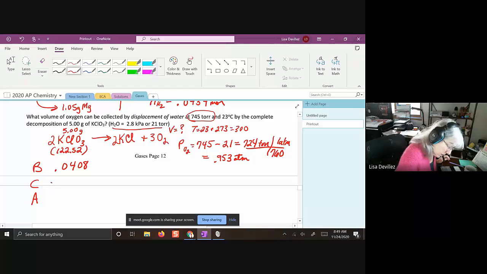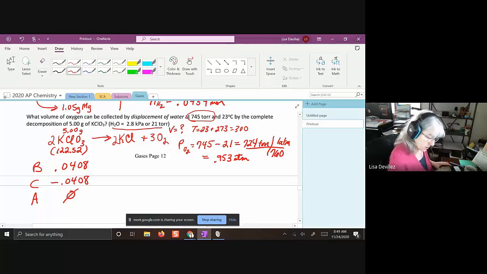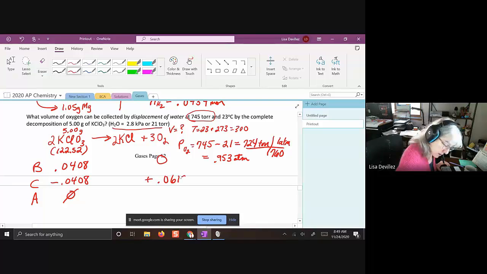0.0408. So minus 0.0408. And this is going to be a 2 to 3. So the oxygen starts at 0. So plus, let's see, 0.0408. Going to divide by 2 and multiply by 3. So I get 0.0612. All right, and that's my moles.